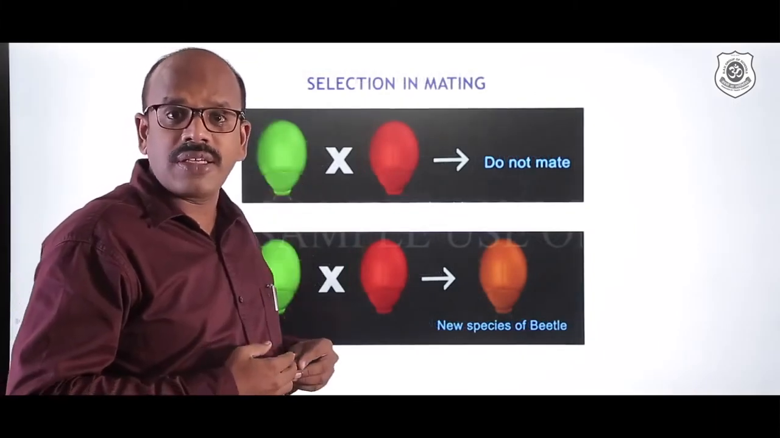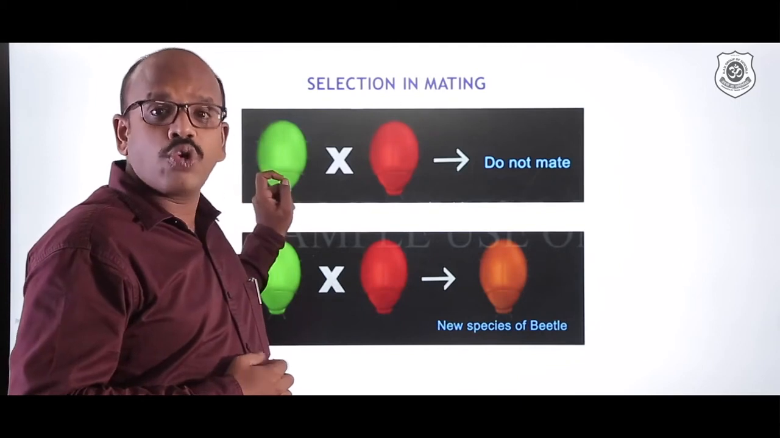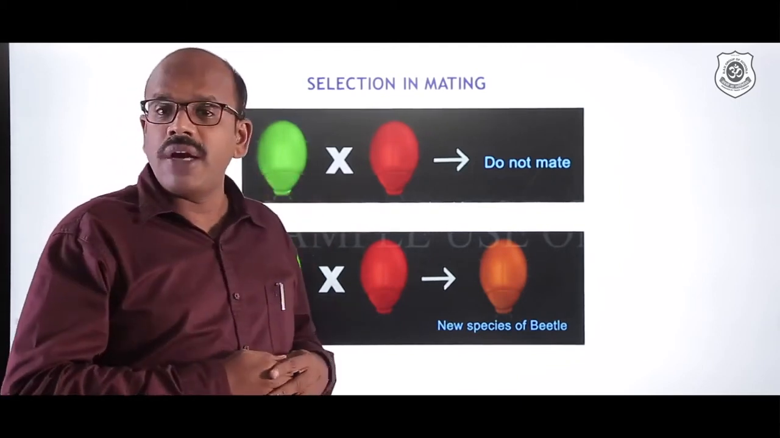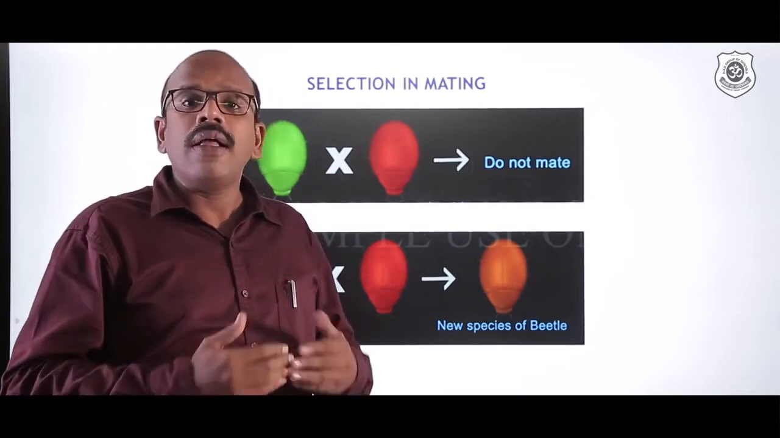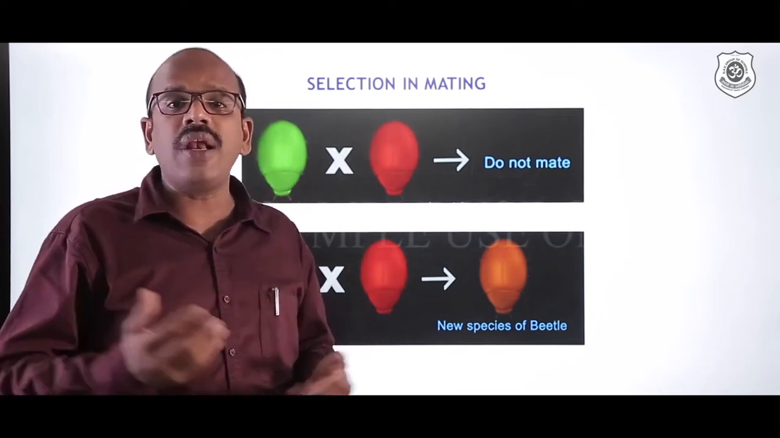I would like to repeat this. When a female green beetle is going to purposely isolate the red male beetle and avoid reproduction, that is mating, then only the green population will increase, the green colored beetles will increase.